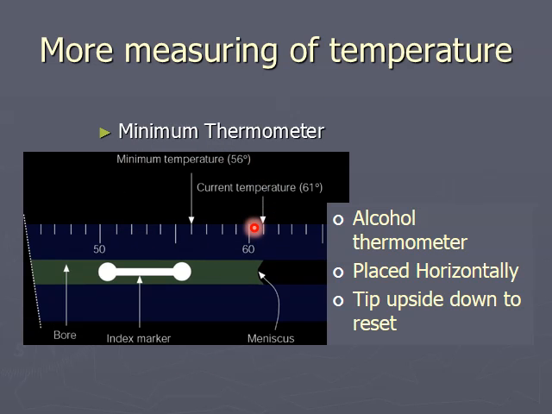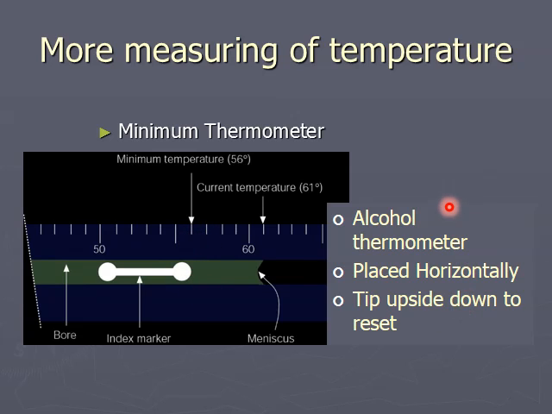Now, minimum temperature is a little bit different. So we want to find out when this is a minimum. So they have this index marker, and as the temperature goes down, as this meniscus hits this, it moves this down, and when it warms back up, the liquid in the thermometer bowl will move around this, and so this will stay put and mark when the temperature is a minimum, and that happens at this leading edge here.